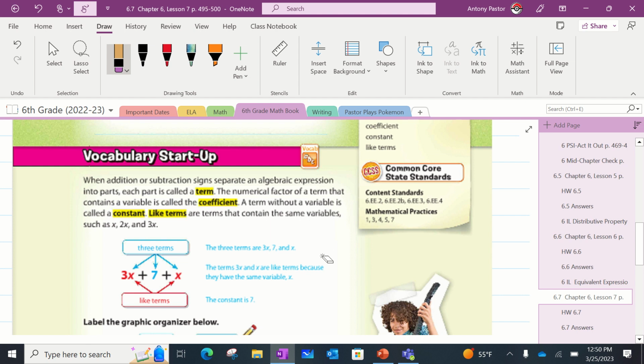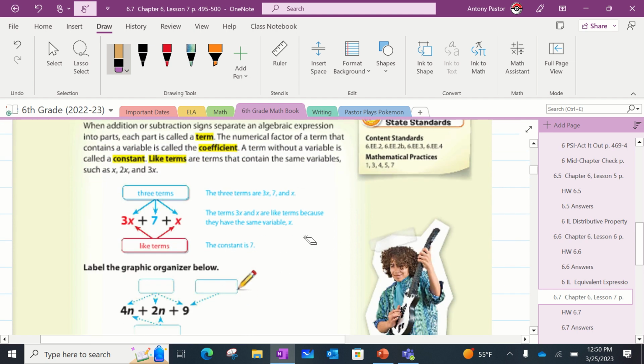So, for example, our expression is 3x plus 7 plus x. There are three different terms, 3x, 7, and x. Those are three different values that are being separated by an operation. 3x and x are like terms. These are ones that we can actually combine. 3x plus an x will make 4x. So I can actually combine those two.